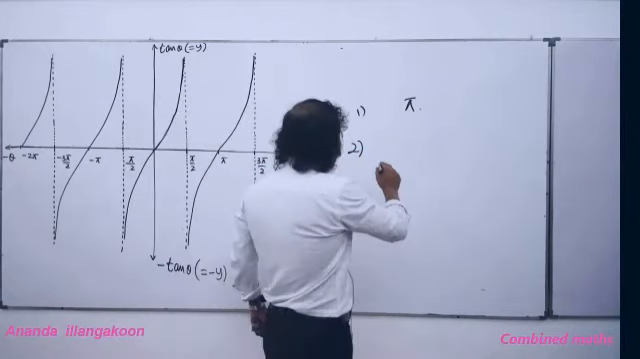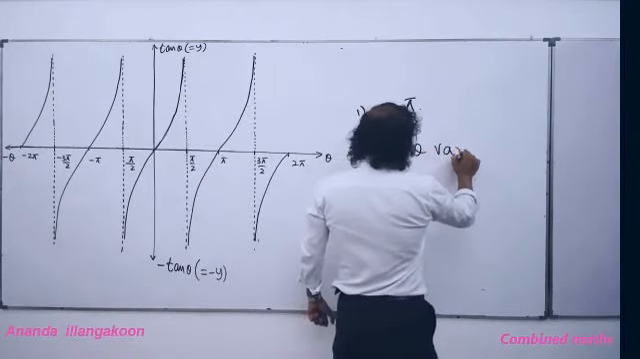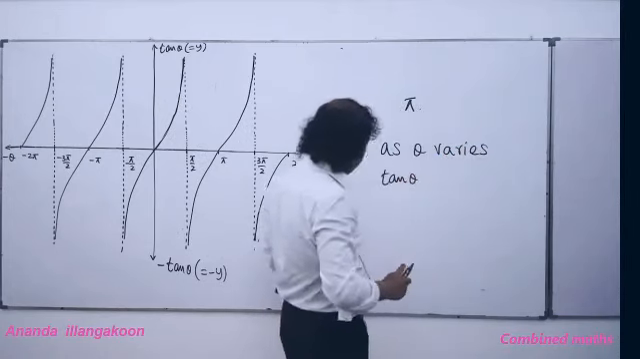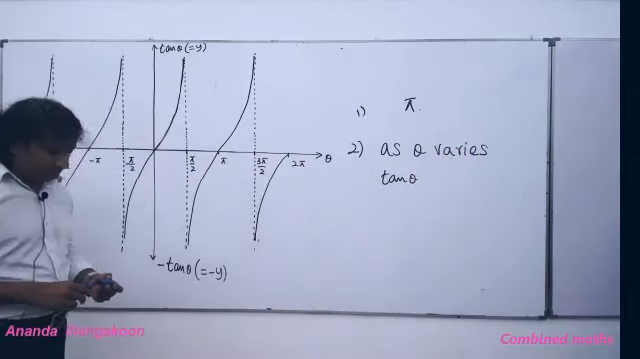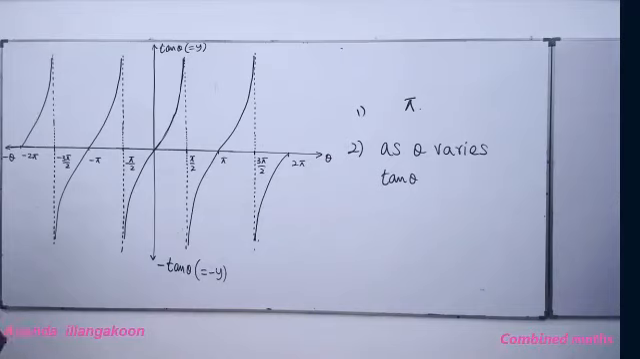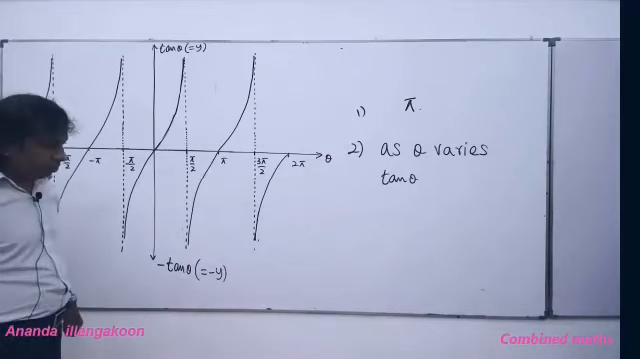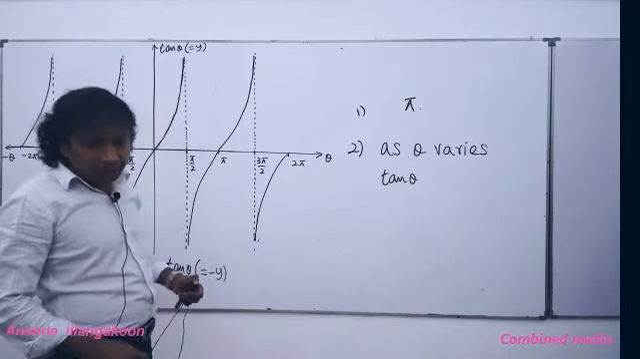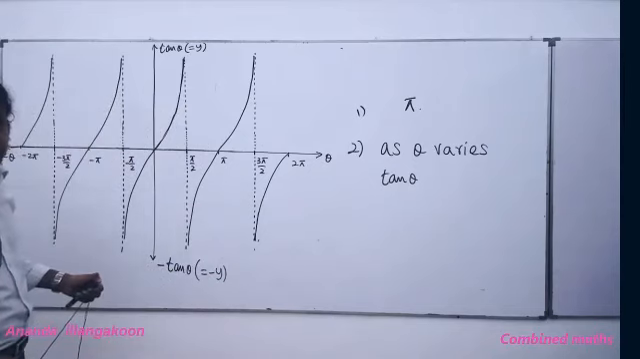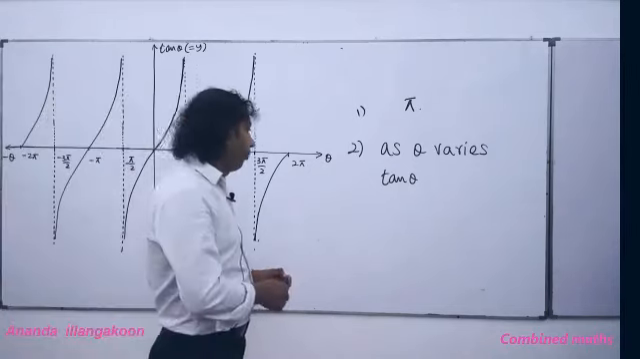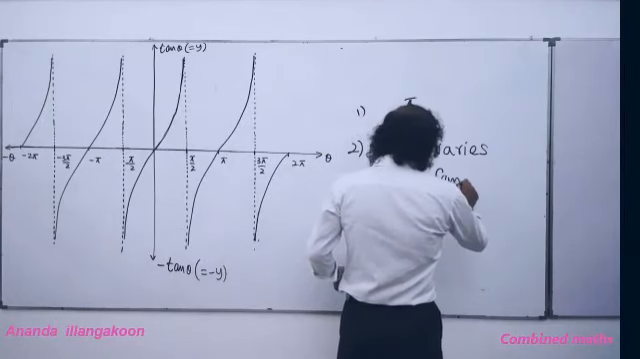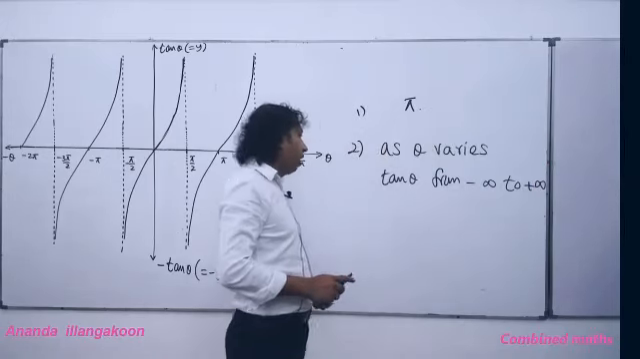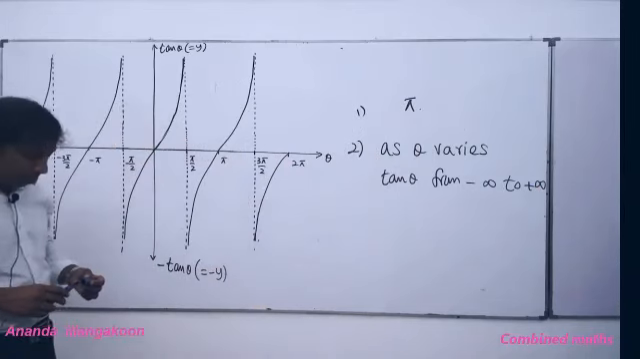And number 2. As theta varies, tan theta can take the values from negative infinity to positive infinity.